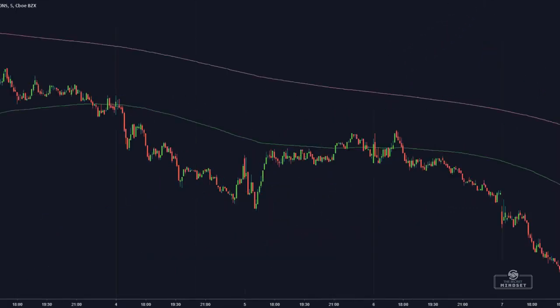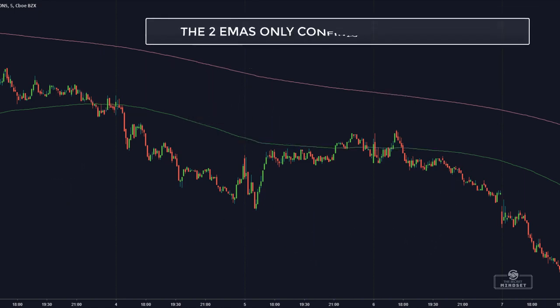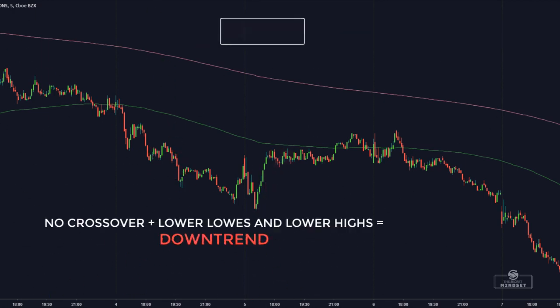Here's a downtrend on a Verizon Communications stock. Take into account that the moving average is a lagging indicator and the 2 EMAs don't predict new trends, they just confirm the market trends once they have developed. In this chart, we see no crossover between them and we can safely assume that we are in a downtrend.